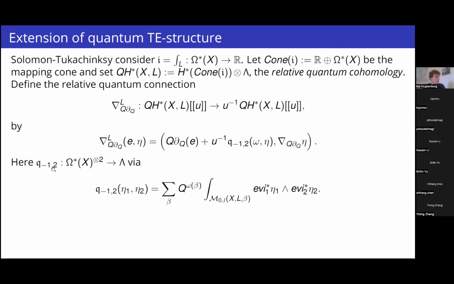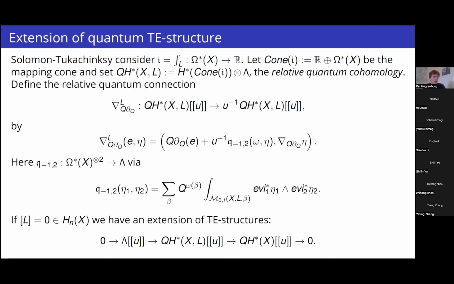And what is this q minus 1, 2? This is defined using some moduli space with no boundary marked points and 2 interior marked points. You pull back the differential forms to this moduli space and you integrate. So intuitively, this is some count of holomorphic disks that go through the Poincare dual of eta1 and eta2. And what is interesting is that in the case that the fundamental class of the Lagrangian vanishes in the homology of X, then this gives an extension of TE structures.